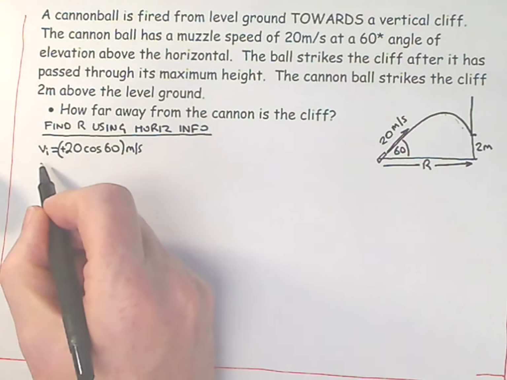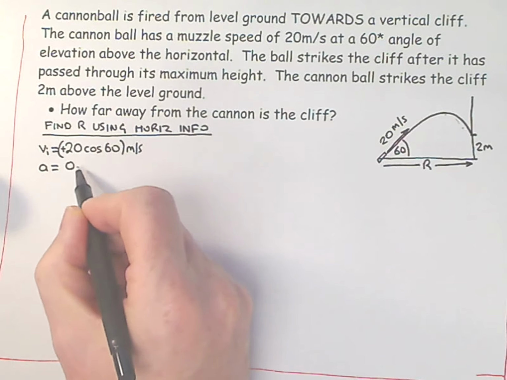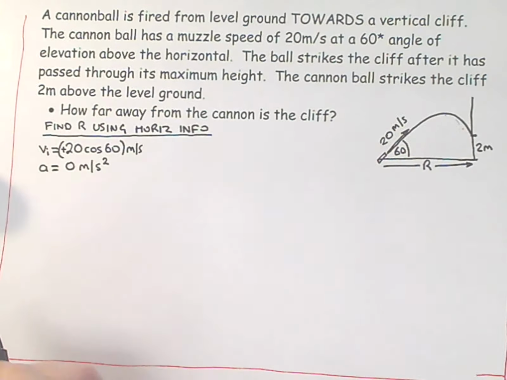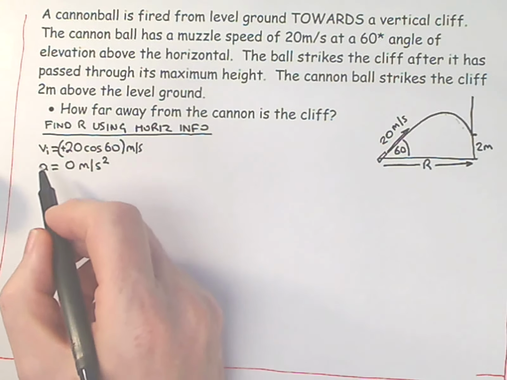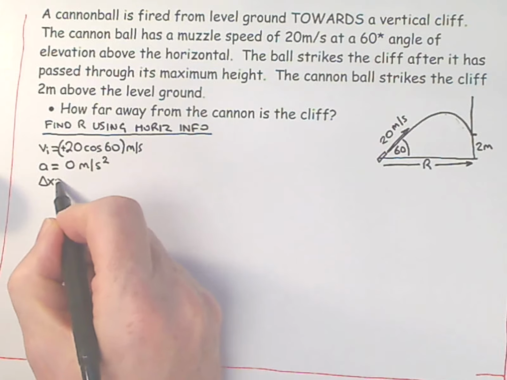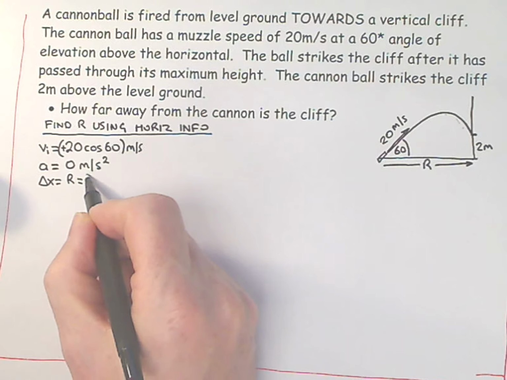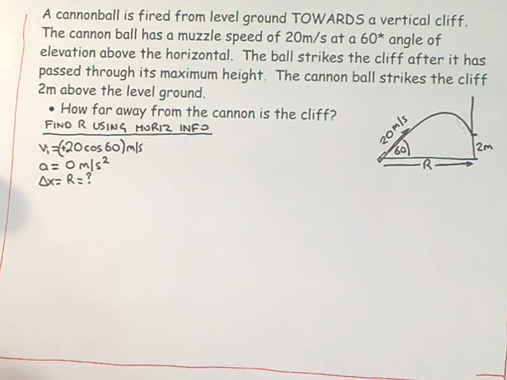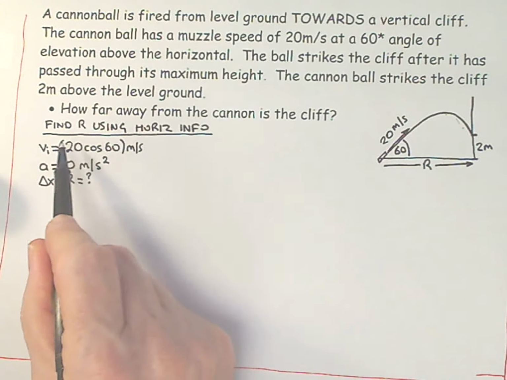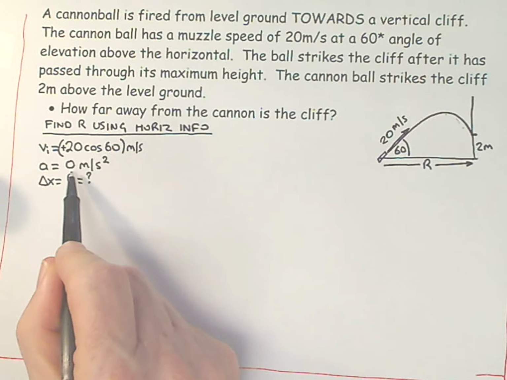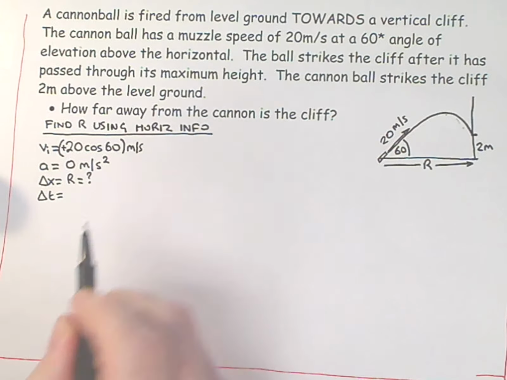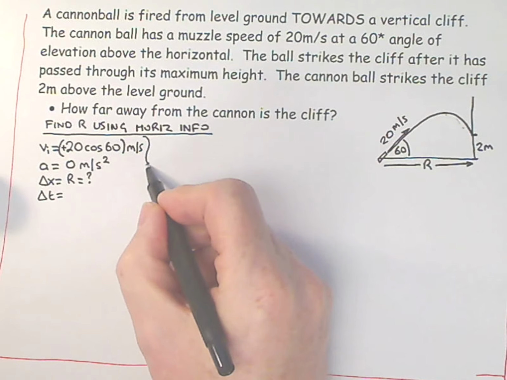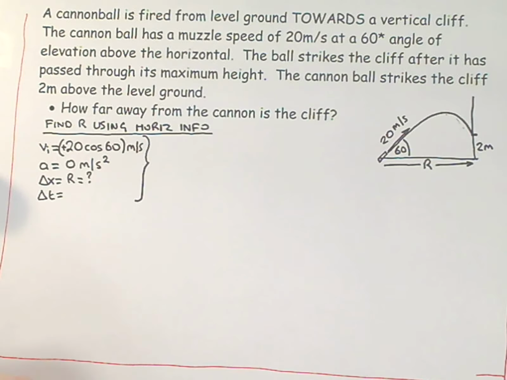And then the next thing I say is my acceleration horizontally equals 0 meters per second squared. There's no force horizontally, there's just the force of gravity. And I say my delta x, which equals R, which is what I want to find out, and I don't know it. And there's two more choices. I can try and know my final velocity, but my final velocity is the same as the initial velocity because the acceleration is 0, so that doesn't really help me. I'm going to say, let's find our delta t. I know I don't know it, but I'm just going to be guided towards that.